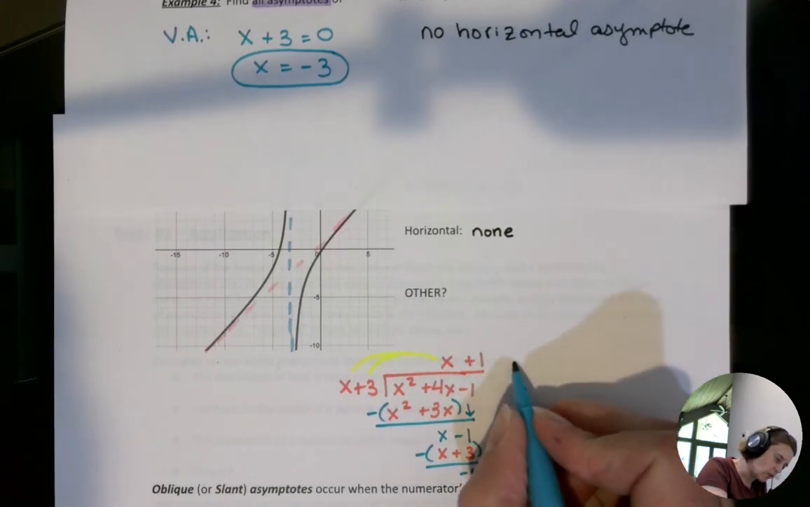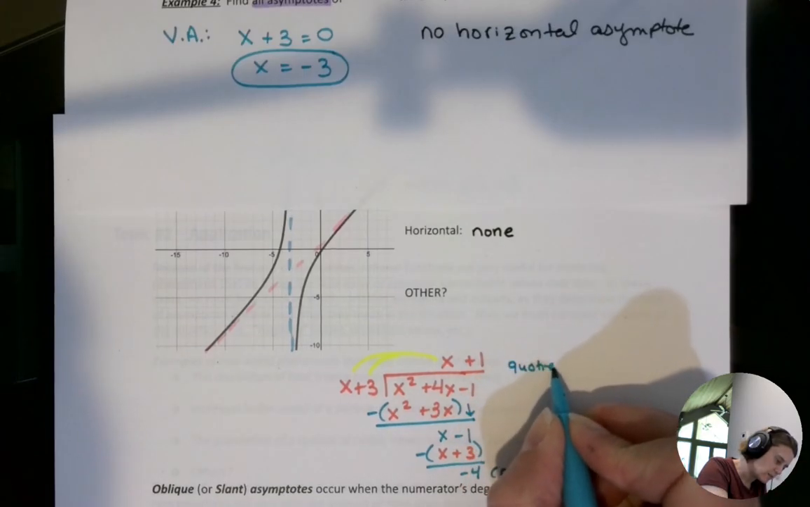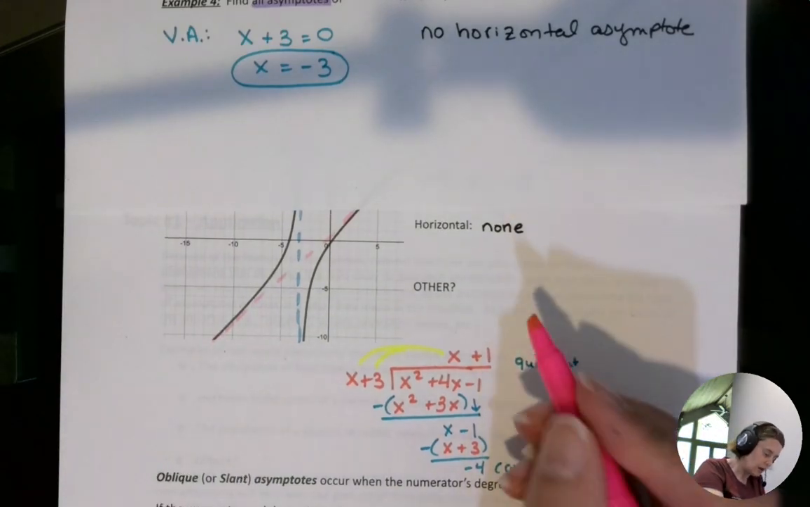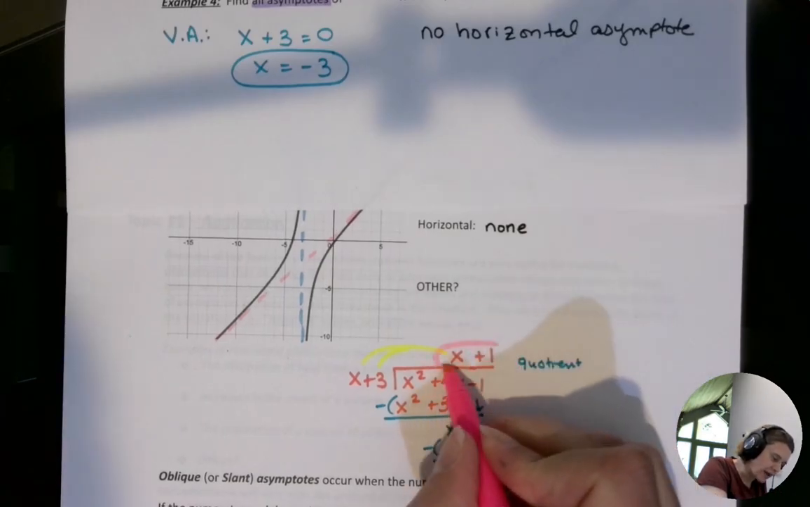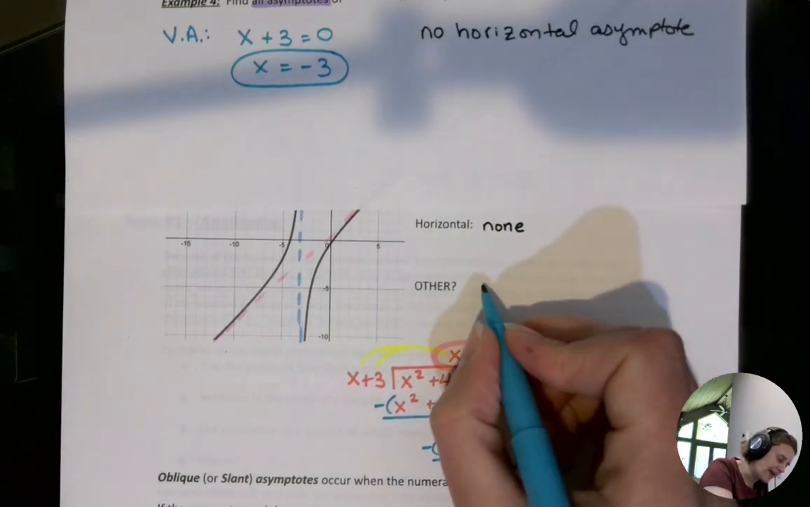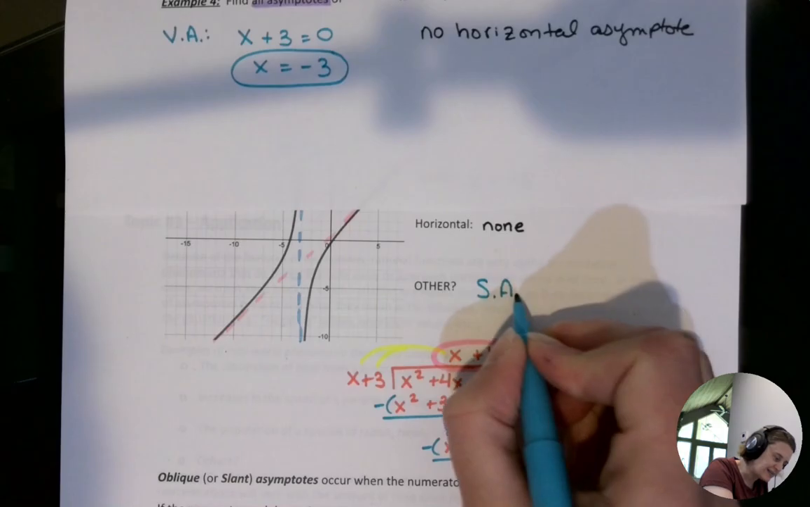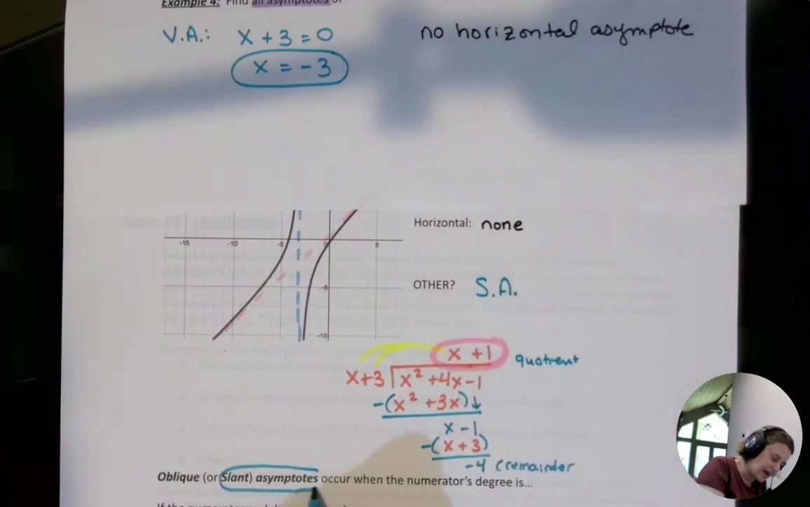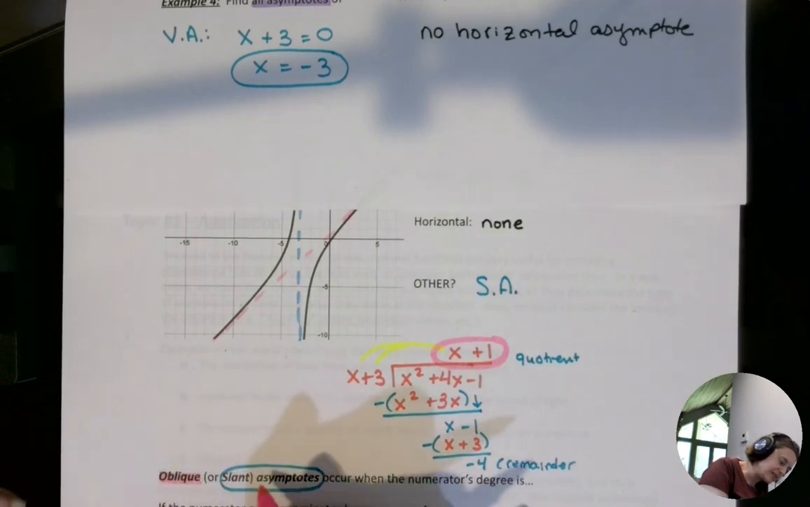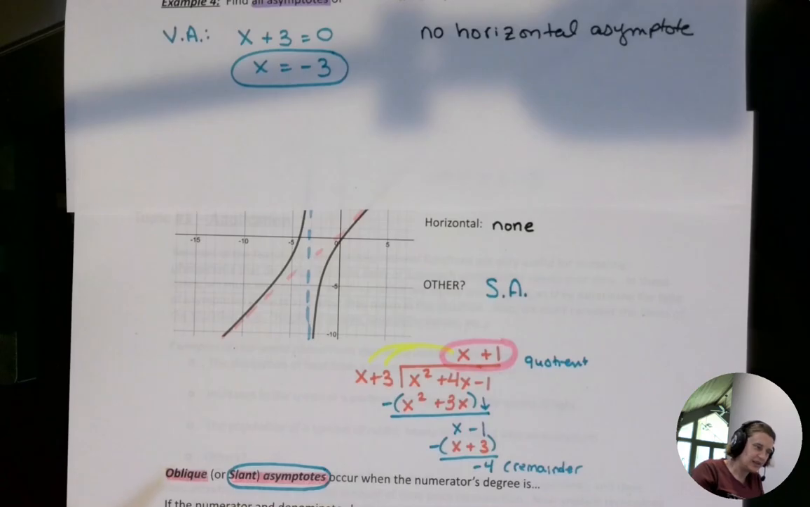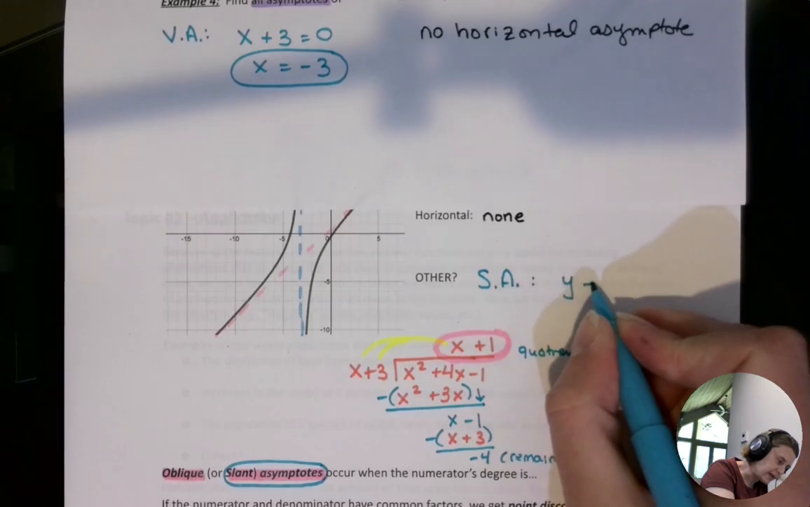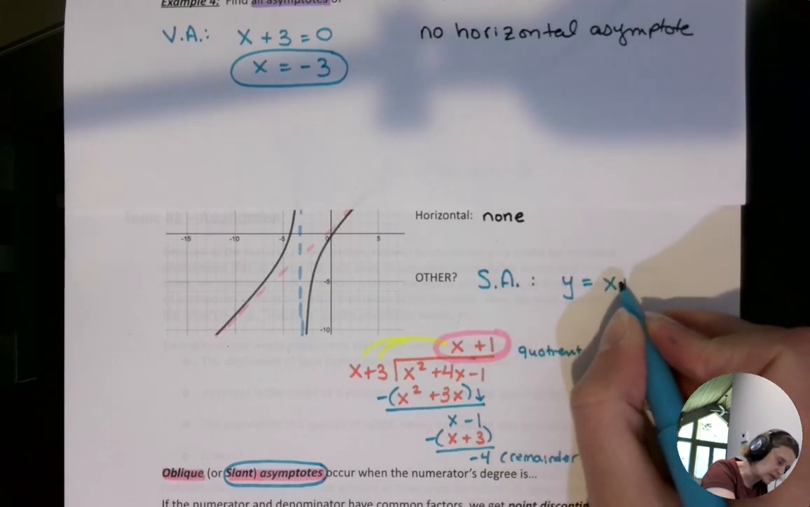And this is my quotient. And it turns out that the part I need in terms of the oblique asymptote is y equals this quotient. Okay, so we have, I'm going to call it SA for slant asymptote. You can also call it the oblique asymptote. So the oblique asymptote or slant asymptote is going to occur at y equals x plus 1.